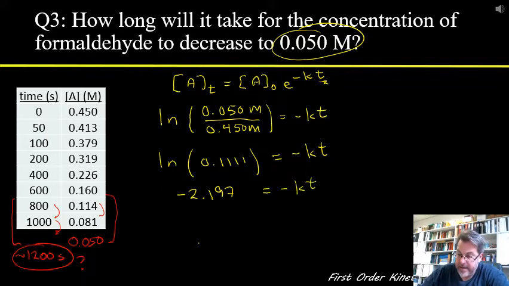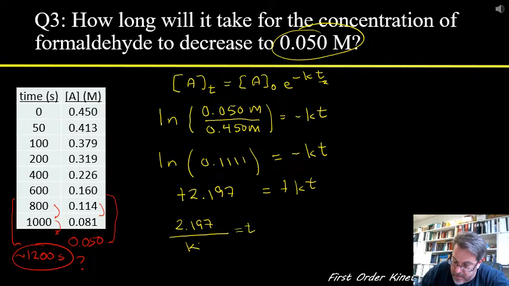Negative kt. And then we can just multiply both sides by negative 1, which cancels out the negatives. We get 0.2197, or excuse me, 2.197 equals kt. So let's divide both sides by k. It's T.